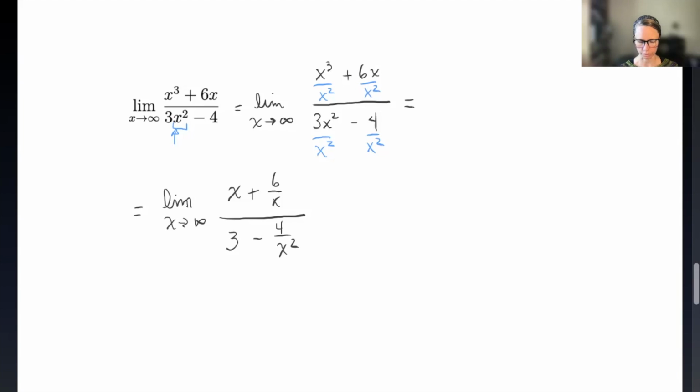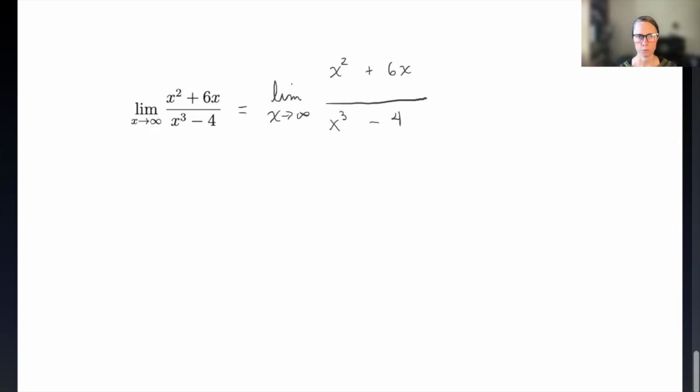Now I look at the pieces to see what's happening, and anything with an x in the denominator and a constant in the numerator shrinks to 0. And so the pieces I'm left with basically are this x over 3. And as x approaches infinity, the top will blow up to infinity and the bottom goes to a constant. And so we have that situation where we have infinity over a constant. The final answer is just infinity.